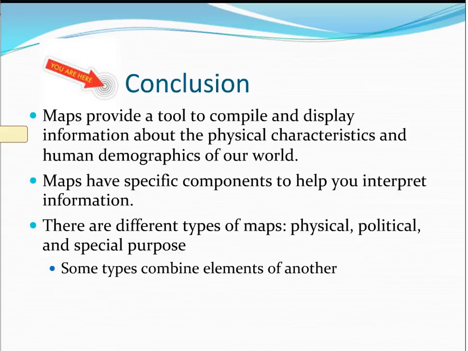So just remember that maps provide a tool to compile and display information about the physical characteristics and human demographics of our world. And maps have specific components to help you interpret information. And there are different types of maps: physical, political, and special purpose. And some types combine elements of another.